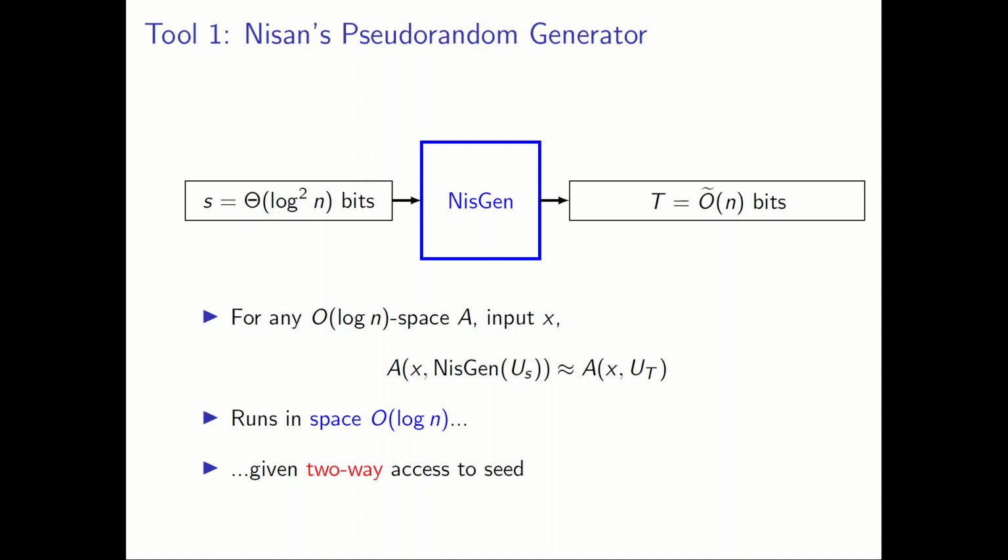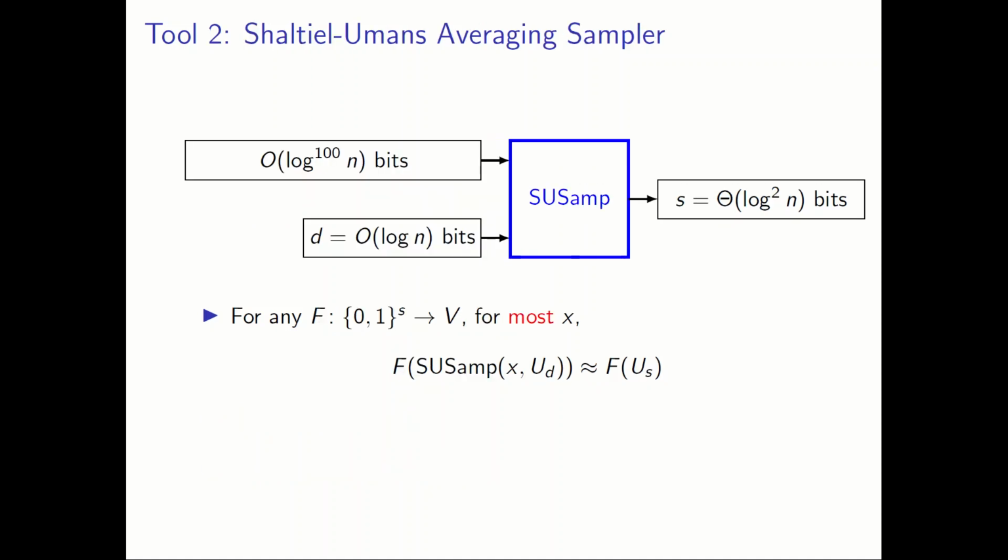So we want to get this seed from the input, but we are going to need to do a little bit of pre-processing to the input before we can really use it as a seed to Nisan's generator, because after all, we need to get rid of these correlations, right? The algorithm might remember a little bit about whatever part of the input we're trying to use as a source of random bits. And so we're going to use another tool from the pseudorandomness toolkit, which is called an averaging sampler. This averaging sampler will output a seed to Nisan's generator, like log squared n bits.